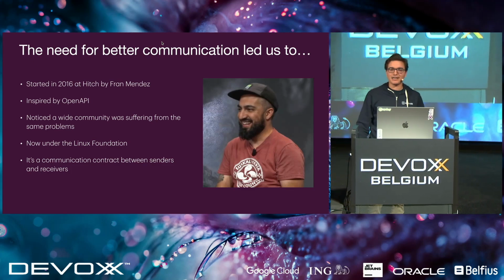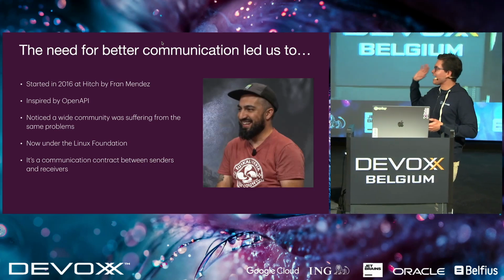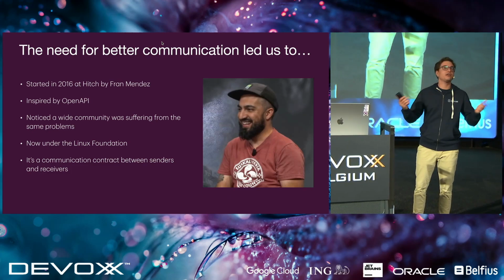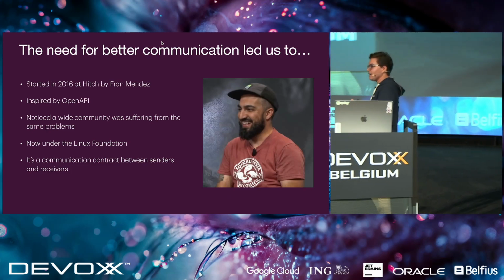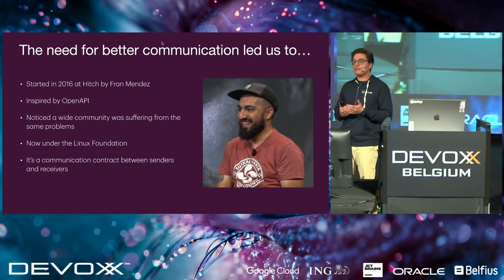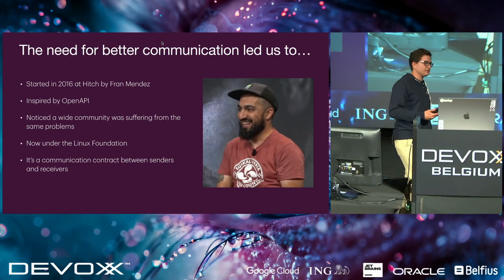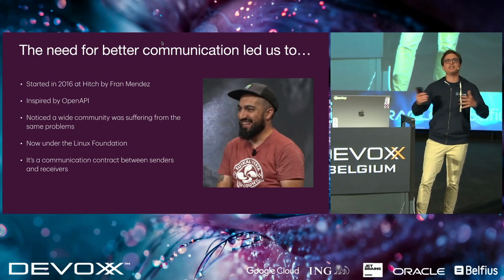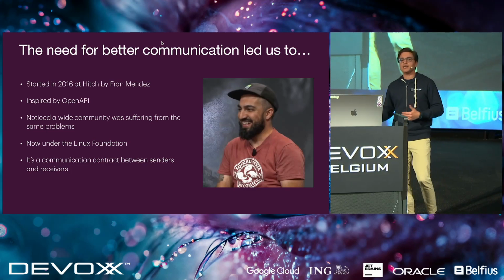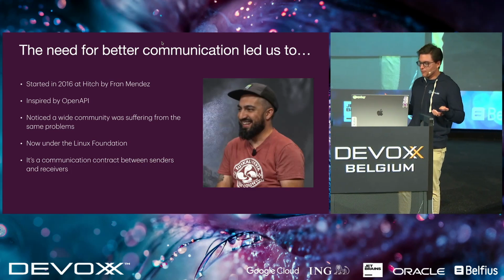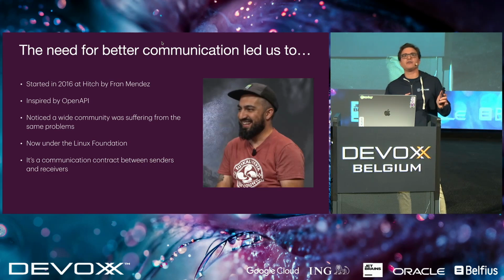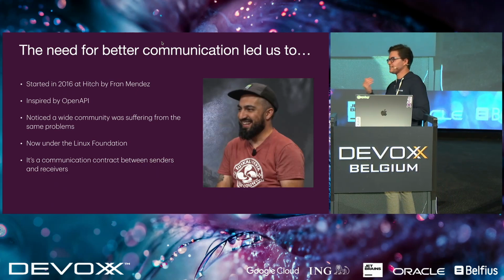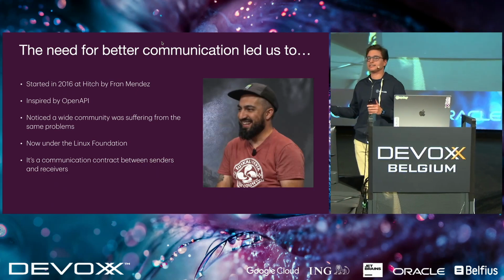That's really nice, actually. But what happened is that he started noticing a problem within Hitch, and he started realizing that it was a problem happening in the community as a whole. Many people working in event-driven solutions were facing the same problem: the communication between the teams. And what he came up with was, OK, we have OpenAPI for synchronous APIs. What if I can build the same for asynchronous APIs?